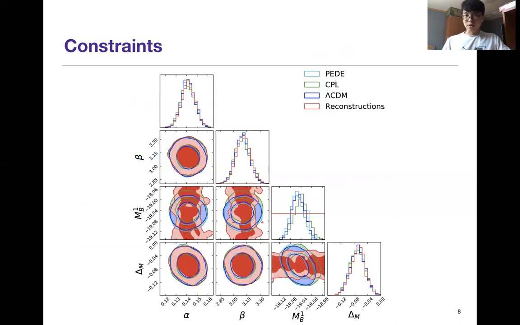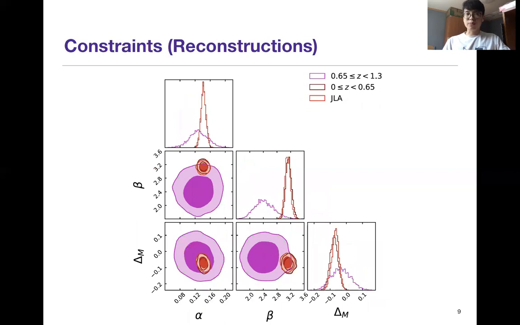And this corner plot shows constraints from the reconstructions and the three different models. The red color indicates contours from reconstructed distance moduli, while blue, green, cyan color indicates contours from ΛCDM, CPL, and PEDE, respectively. You can see that the contours are consistent with each other, except the uniform distribution of MB1 from reconstructions. MB1 from reconstructions shows uniform distribution, since SN1A alone cannot constrain an absolute distance scale.